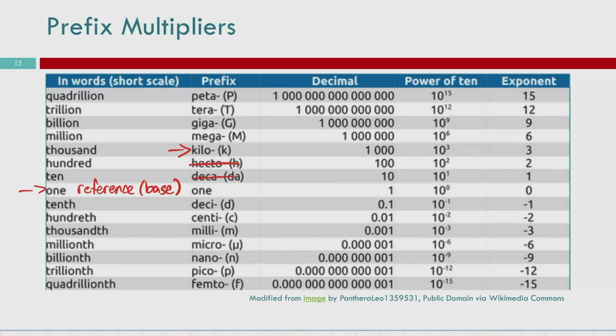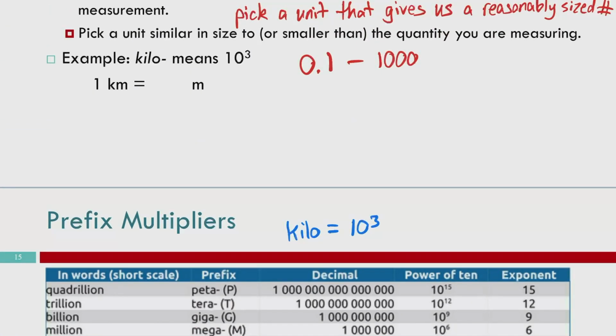So kilo, if you see kilo in front of a unit, you can turn that kilo into 10 to the 3. So on the previous slide, there's an example of this. All right, so 1 kilometer, the kilo prefix means 10 to the 3. So you can take 1 kilometer and sub in 10 to the 3, which equals 1,000. And when we turn this kilo into a number, then this becomes 1 times 1,000, so 1,000 meters. So 1 kilometer equals 1,000 meters. That's one of the ways that we can use prefix multipliers.